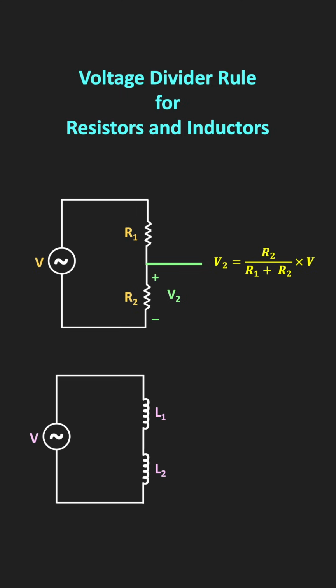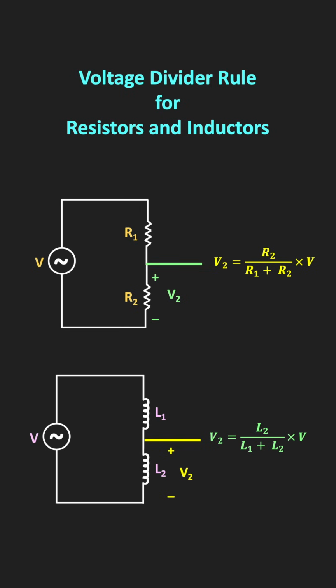And the same is the case for the inductors. If two inductors are connected in series and the voltage across them is equal to V volt, then the voltage across the specific inductor L2 can be given by the following expression. That is inductance L2 itself divided by the total inductance of the series connection times V volt.